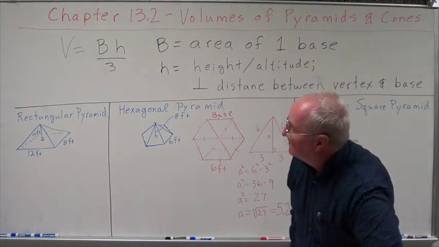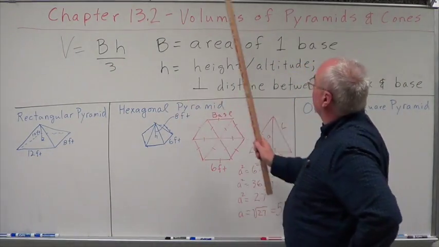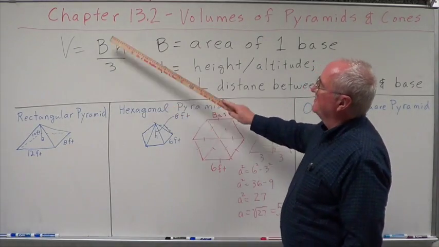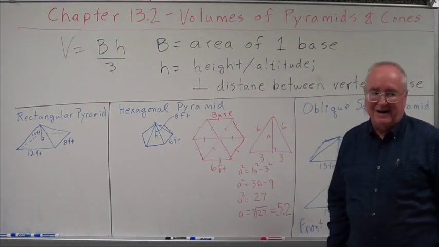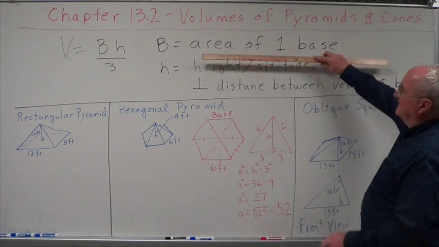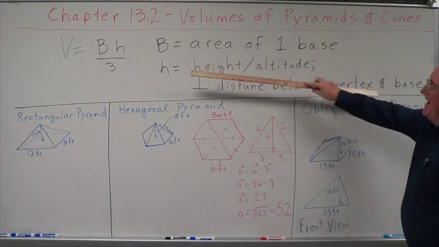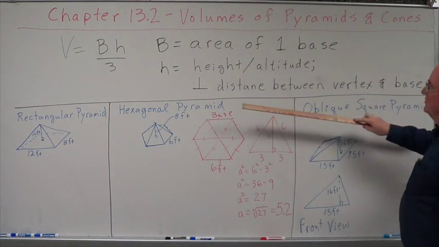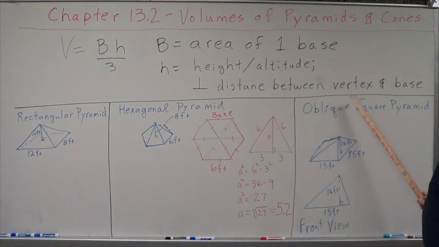So let's look at this in definitions. For pyramids and cones, the volume is base times the height divided by 3. Or if you prefer, 1/3 base height. Where B is again the area of one base. H again is the height or the altitude. It's a perpendicular distance between the vertex and the base.